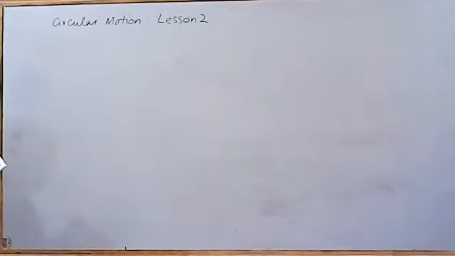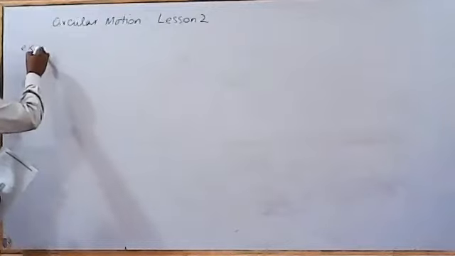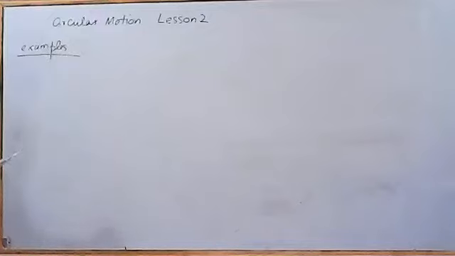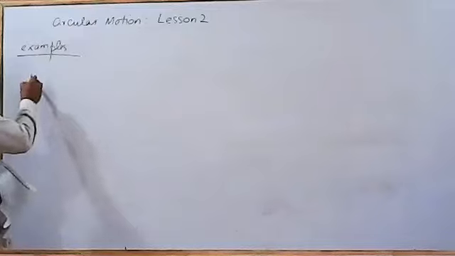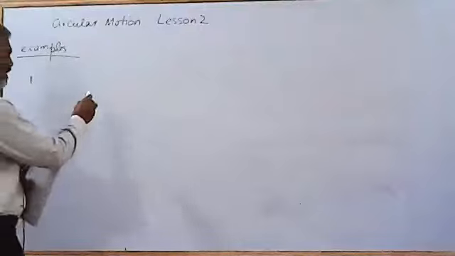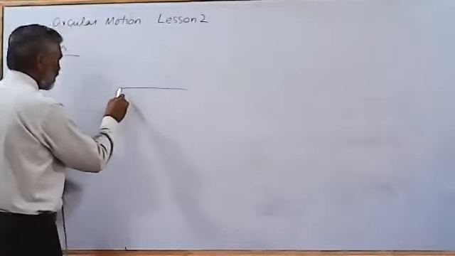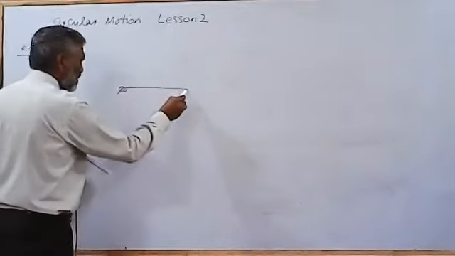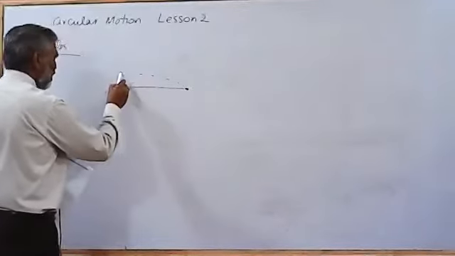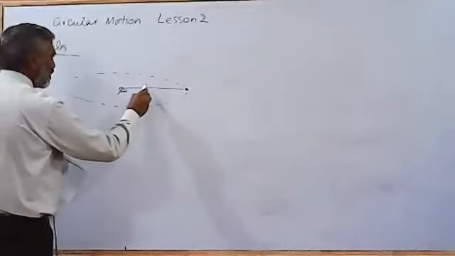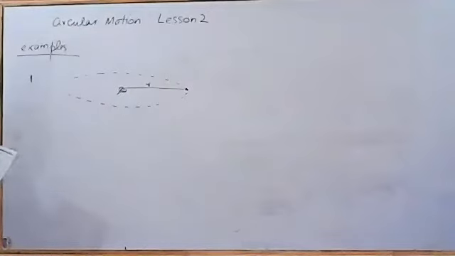I would like to start with some examples of circular motion again. And these are familiar examples. For example, example 1 is about a stone tied to one end of a string and whirled around. This is where you are holding the string. This is the hand, and this is where the stone is, and this is how you are whirling it in a horizontal plane. And the length of the string is the radius of this circle.